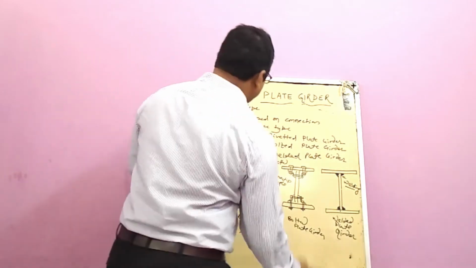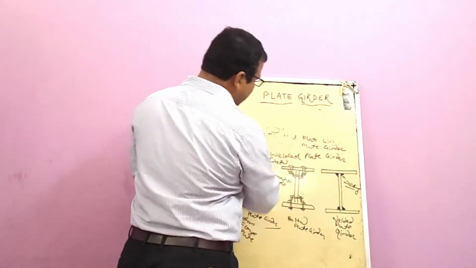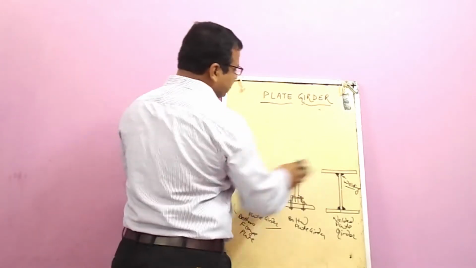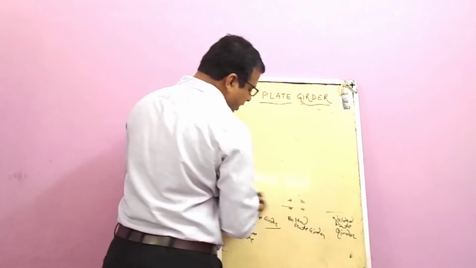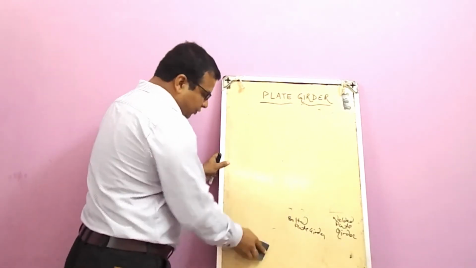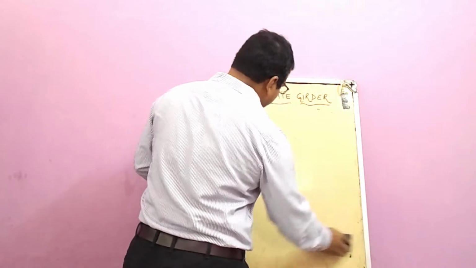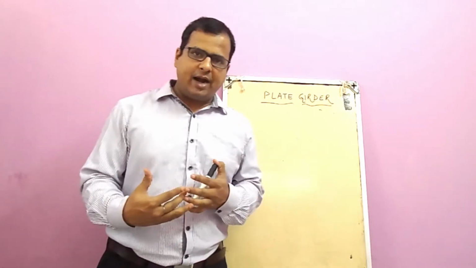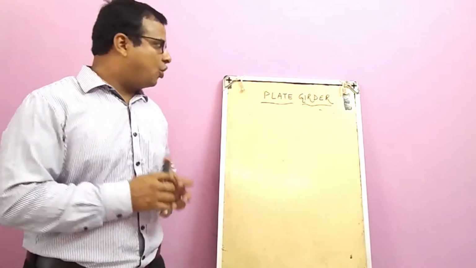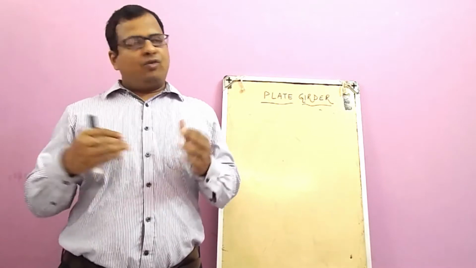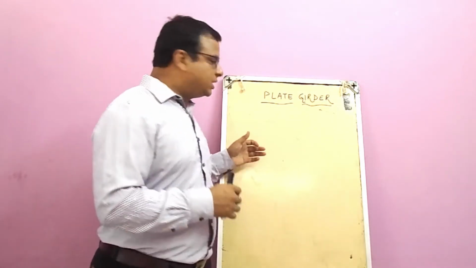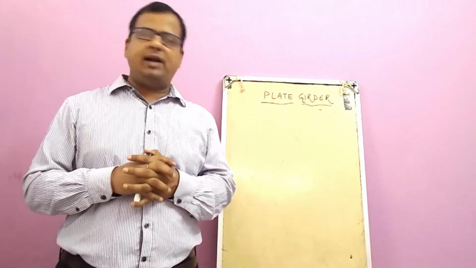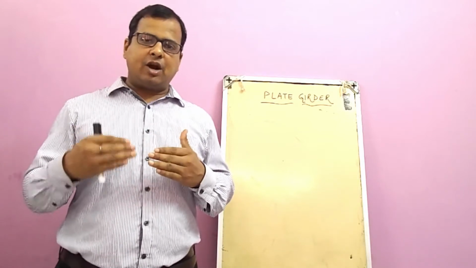Now, as we know, there are two main components or elements in the plate girder. First is the flange, another is the web. Generally in our structure two types of forces are acting over that. First is the bending moment, another is the shear force. So as we know, in the case of the beam, generally our flange part takes care of the bending moment, and the web part takes care of the shear force.